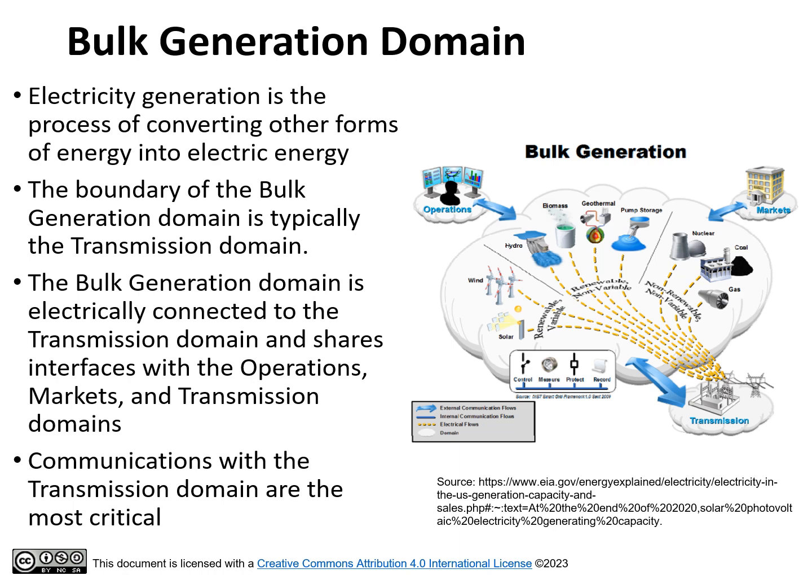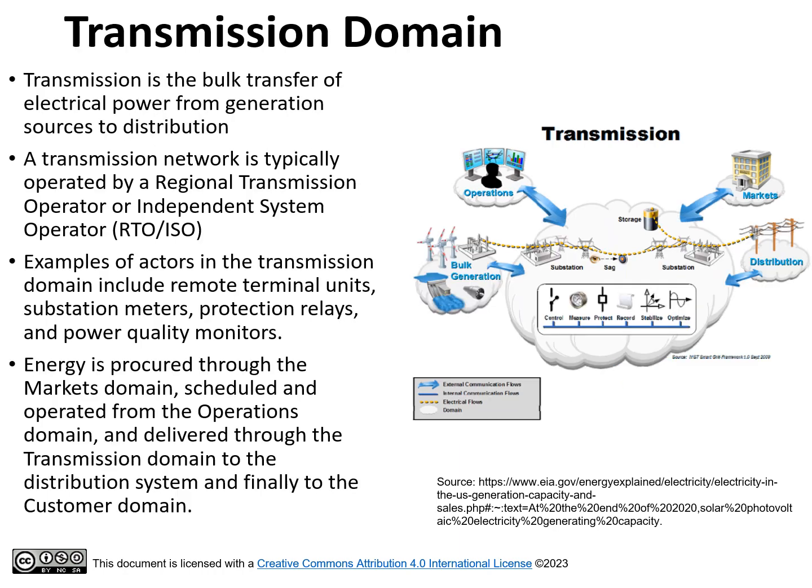Communications with the transmission domain are the most critical because without transmission, customers cannot be served. Transmission is the bulk transfer of electrical power from generation sources to distribution through multiple substations. A transmission network is typically operated by a regional transmission operator, RTO, or independent system operator, ISO, whose primary responsibility is to maintain stability on the electric grid by balancing generation with load demand.